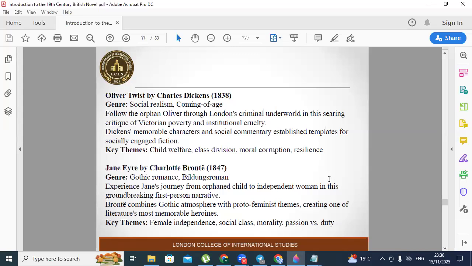Jane Eyre by Charlotte Brontë, 1847. Genre: Gothic romance, Bildungsroman. Experience Jane's journey from orphaned child to independent woman in this groundbreaking first person narrative. Brontë combines Gothic atmosphere with proto-feminist themes, creating one of literature's most memorable heroines. Key themes: female independence, social class, morality, passion versus duty.